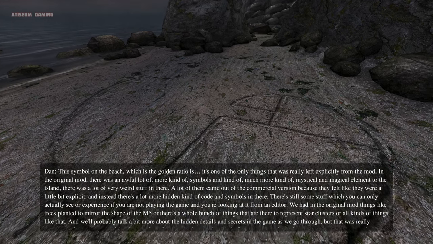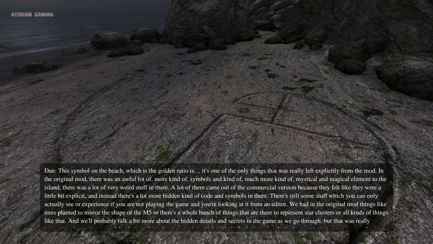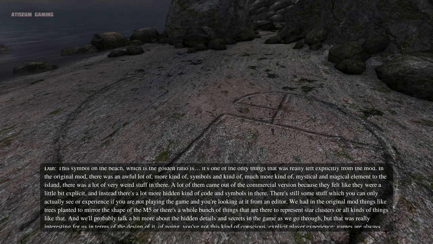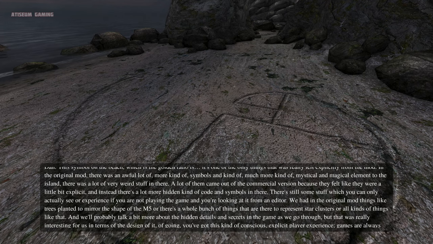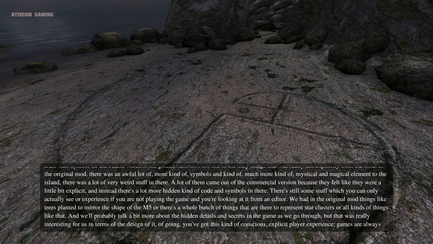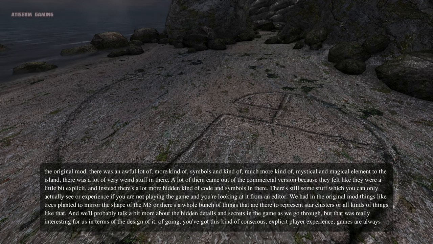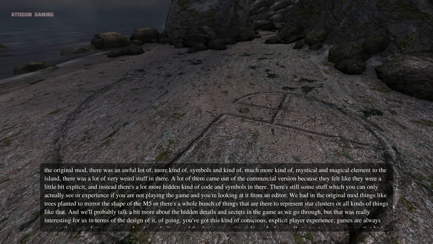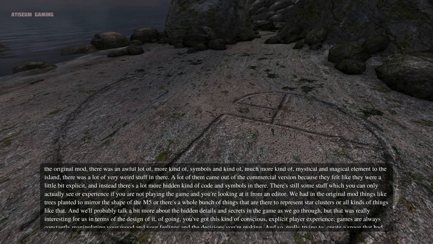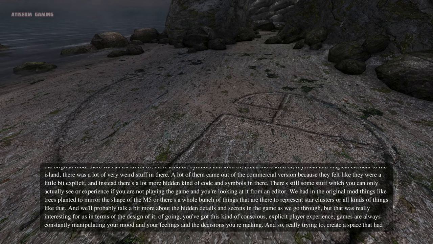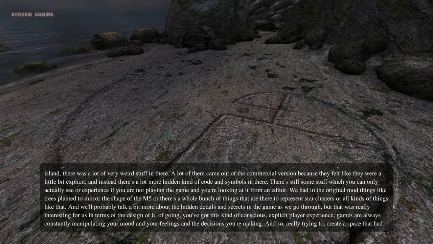This symbol on the beach, which is the golden ratio, is one of the only things that's really left explicitly from the mod. In the original mod, there were an awful lot more symbols and a much more mystical, magical element to the island. There was a lot of very weird stuff in there. And a lot of it came out of the commercial version because it felt a little bit explicit. Instead, there are a lot more hidden codes and symbols in there.